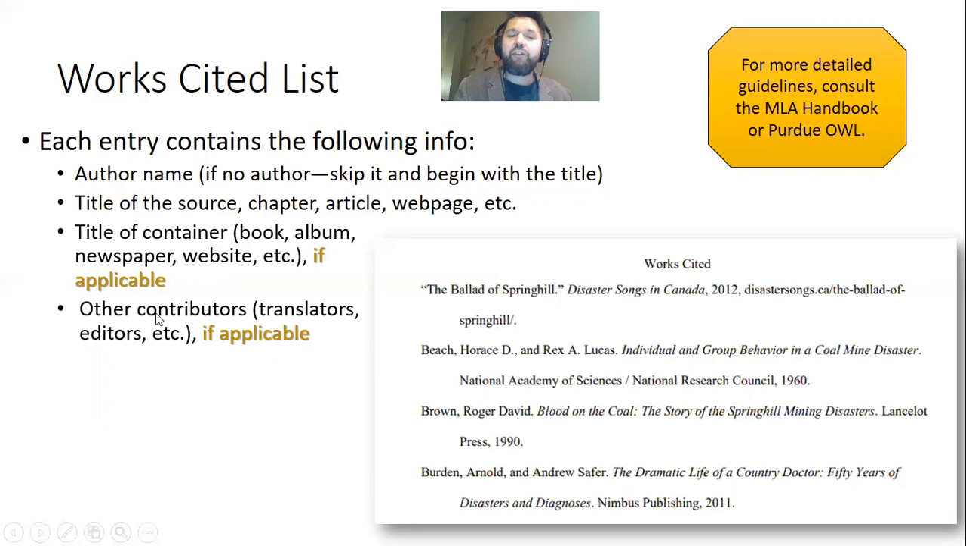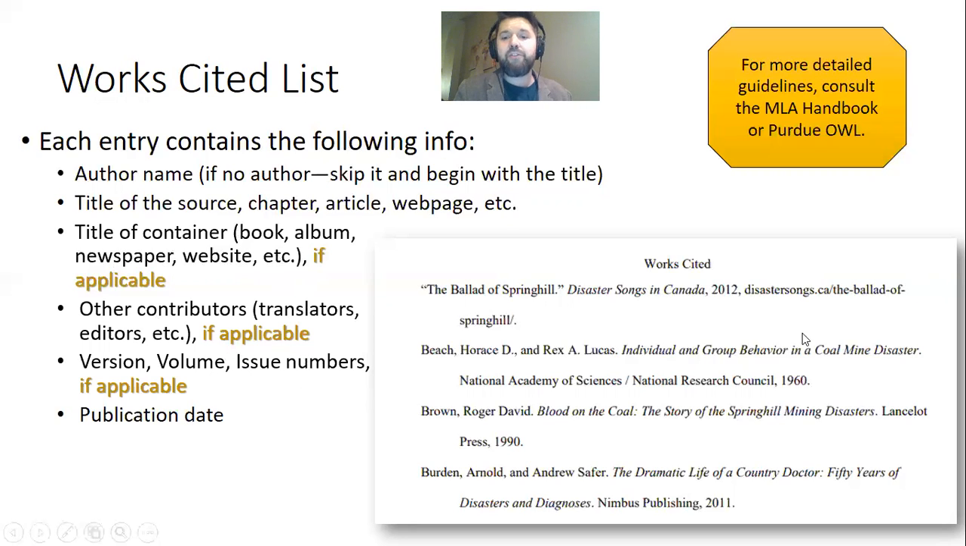So then, if you have any translators or editors for certain types of works, you would provide that information after the title of the container. Then version, volume, and issue numbers, if applicable. You might deal with that later on in college when you're dealing with academic journal articles. Then a publication date. So notice we've got 1960 here, 1990, 2011. These come later on in the entry. And then if there's a URL, you would provide that after the date at the very end. So that's the order in which all your works cited entries will appear.